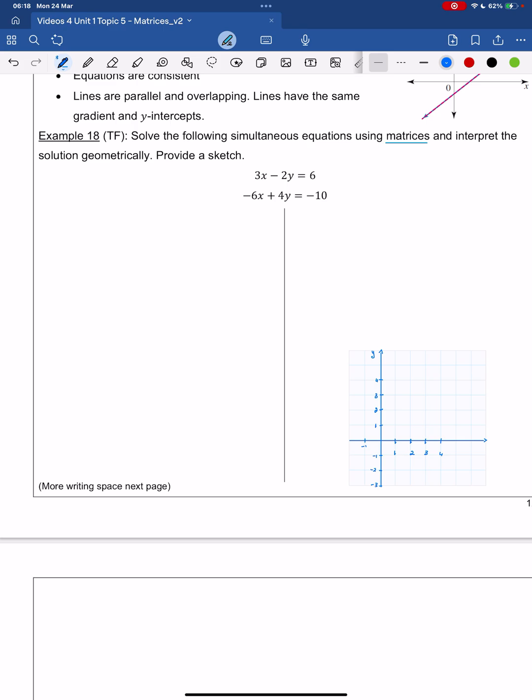You need to remember that in order to get a unique solution to an equation, your determinant is not equal to 0. A unique solution would imply that the two lines would cross each other at a point. If your determinant is equal to 0, you have one of two outcomes. Either there is no solution, so that would mean that we've got two parallel lines, or there are infinitely many solutions, so your two lines overlap each other.